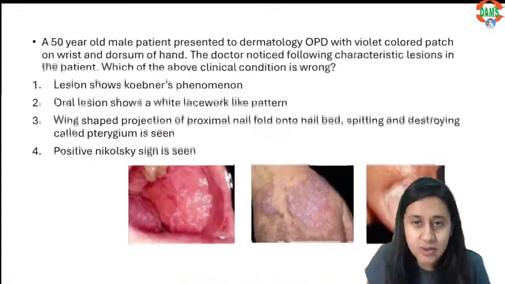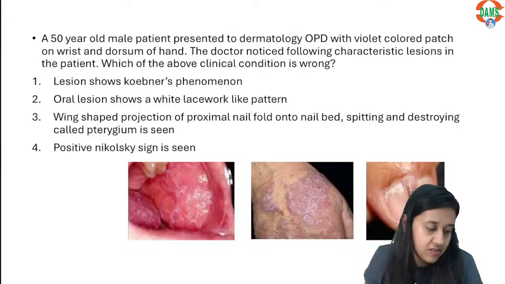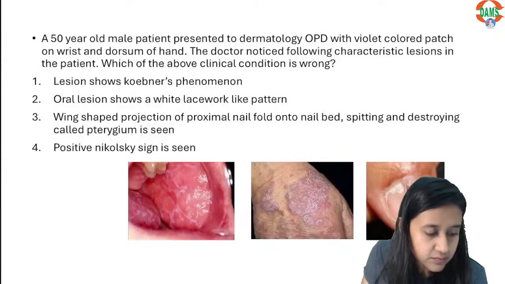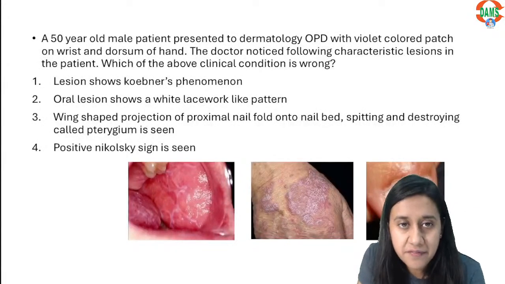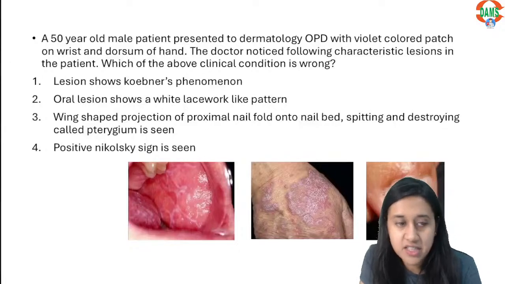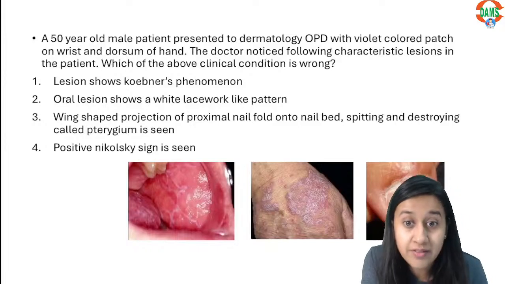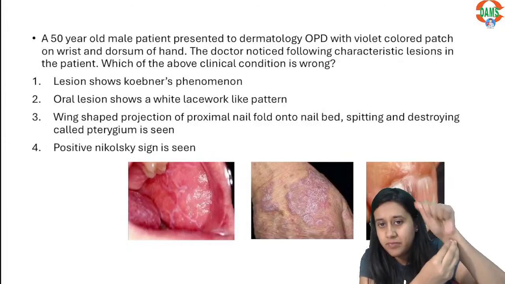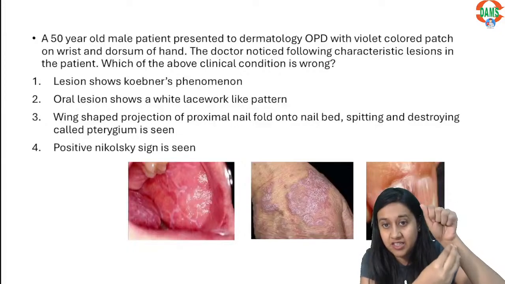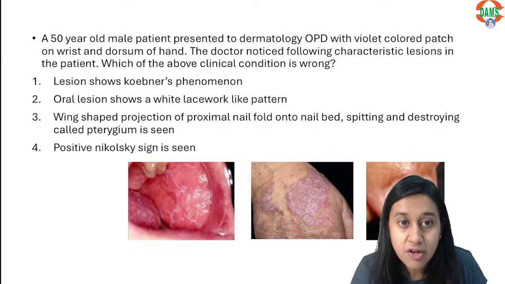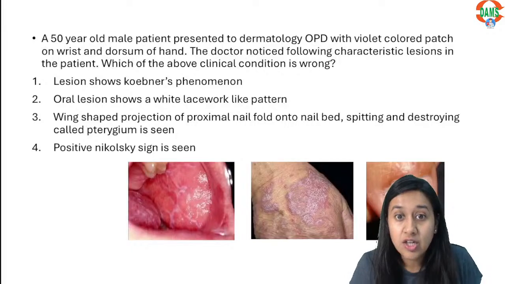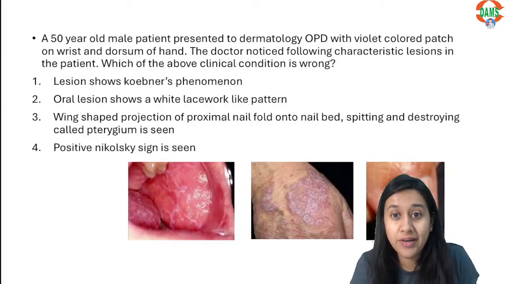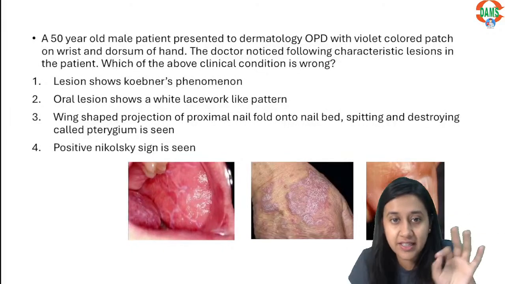Moving to the next question. Please tell me what is the answer of this question. A 50-year-old male presented to dermatology OPD. There is a violet color patch on the wrist. They're talking about this area. And if you remember, I told you the wrist, the palmar aspect, is a very common site for which condition? For lichen planus. Doctor noticed following characteristic lesions in the patient.